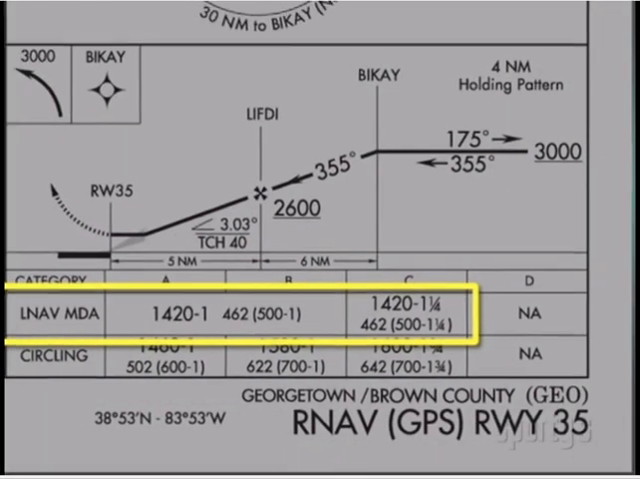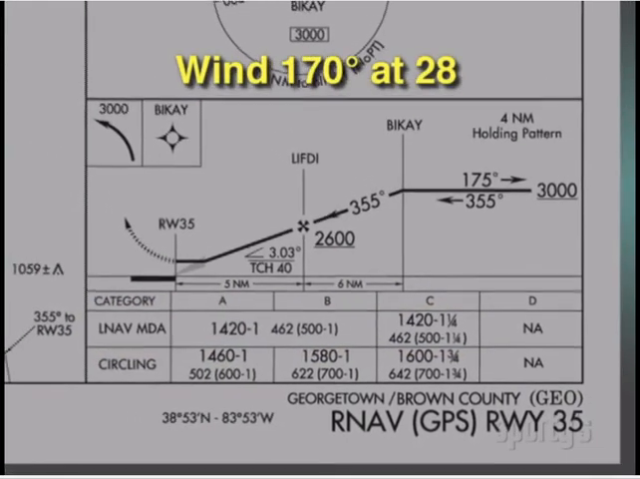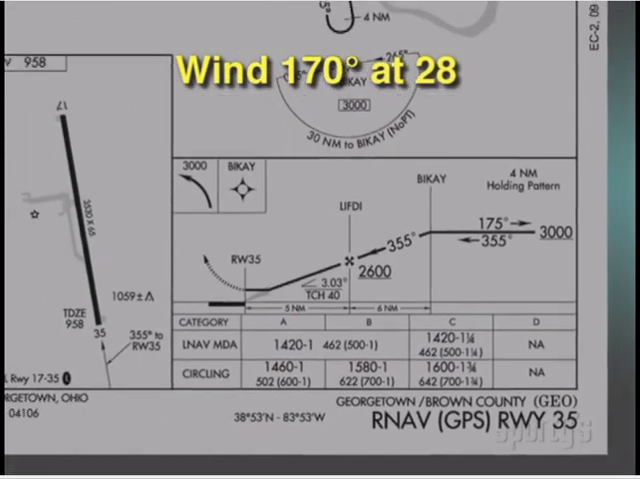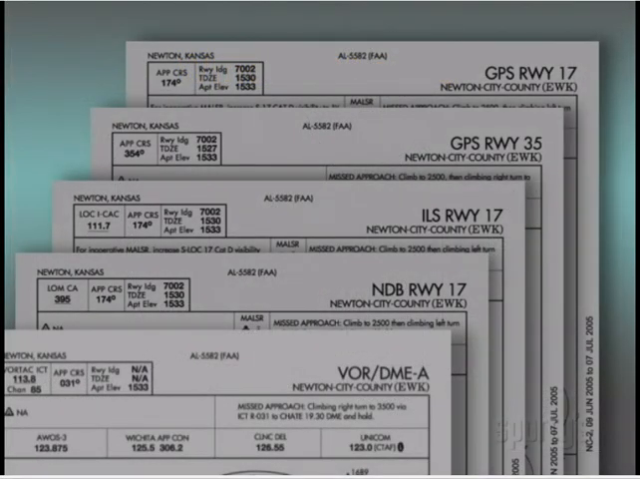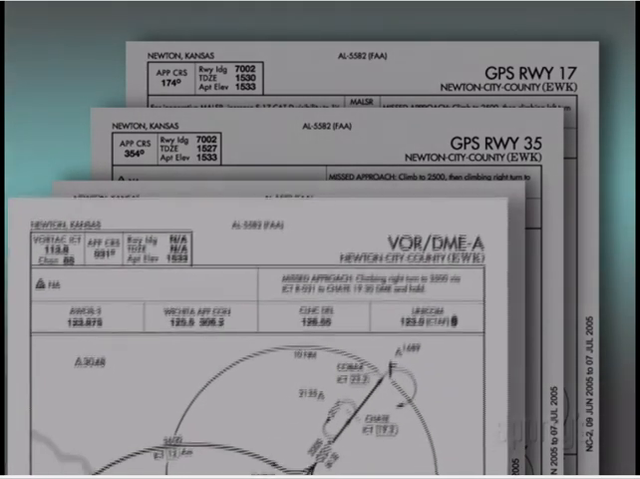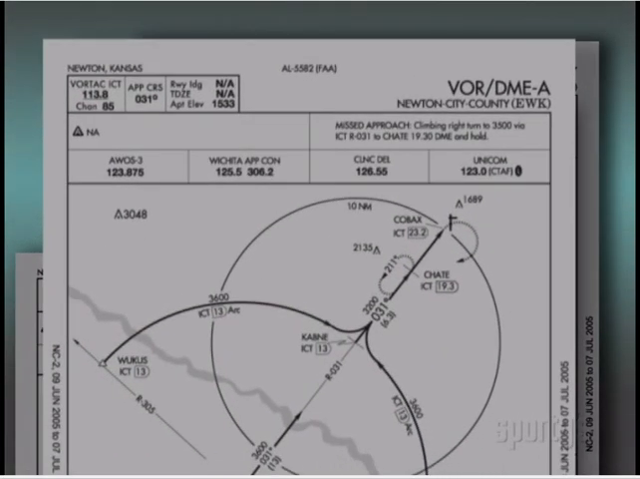At an airport which has straight-in minimums, a circling approach might be preferred if the straight-in runway is not usable because of wind or other reasons. Newton, Kansas City County Airport has several straight-in approaches and a VOR DME approach which is not straight-in.